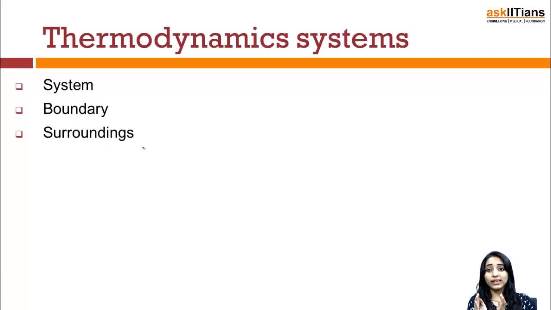Now since we have covered the basic definition of thermodynamics, let me define system, surrounding and boundary. As we know, to discuss any wide topic, we need to start with the core basics. So this core basic of thermodynamics deals with the system, the boundary and the surroundings.